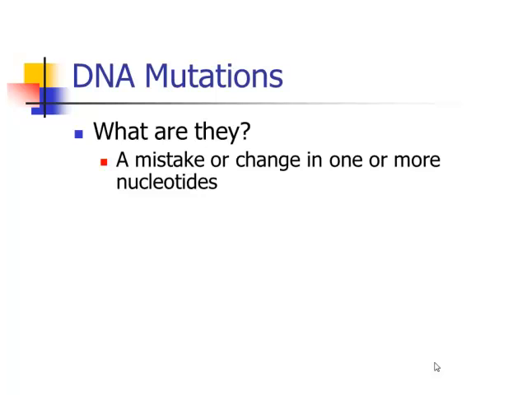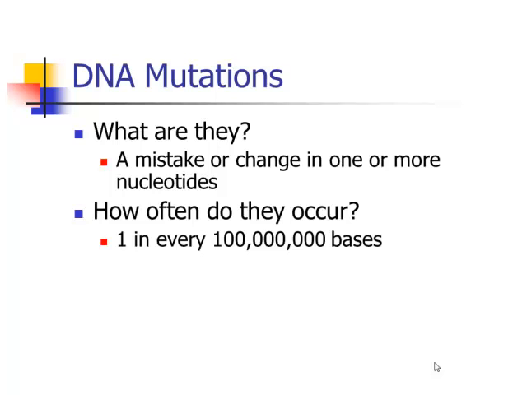First of all, a DNA mutation is a mistake or a change in one or more nucleotides. So we're just talking about a very small piece of the DNA, just changing one or two bases or base pairs. For humans, they occur in about 1 in every 100 million bases, so it's not too common, but they do have some huge effects.